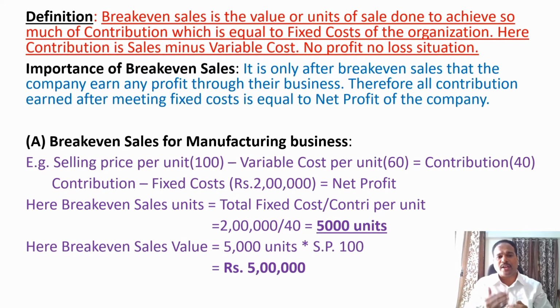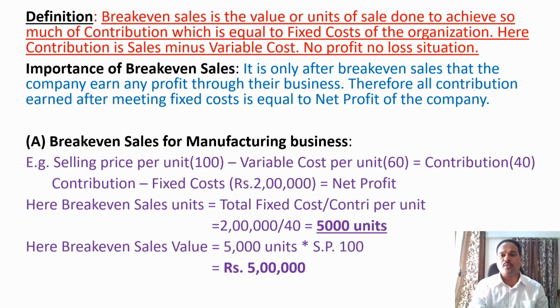You can also arrive at the break-even sales in value. Overall, 5,000 units into the selling price per unit of 100 gives you a value of 5 lakh rupees. So 5 lakhs is the break-even sales value.